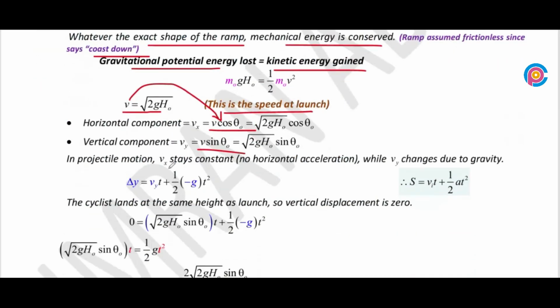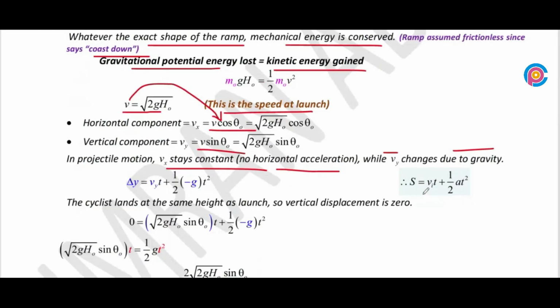In projectile motion, Vx stays constant. There is no horizontal acceleration. We are considering the ideal case: there is no air friction, no force along the x-axis. So the velocity along the x-axis remains constant according to Newton's first law, while during the vertical motion, Vy changes due to the external force, that is gravity.